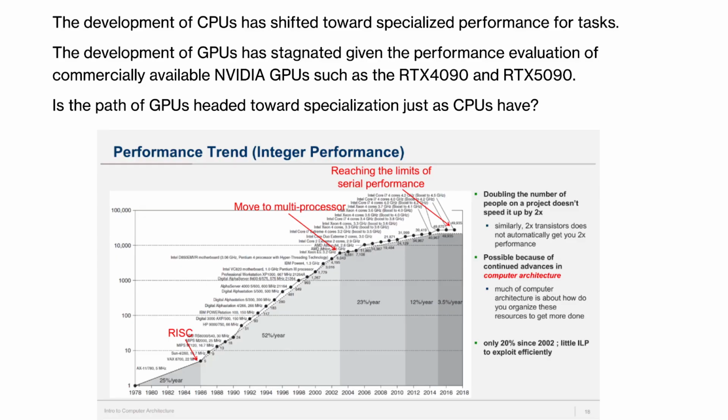So I just wanted to ask the question: is the path of GPUs headed towards specialization, just as the path of CPUs has recently? So that's the end.